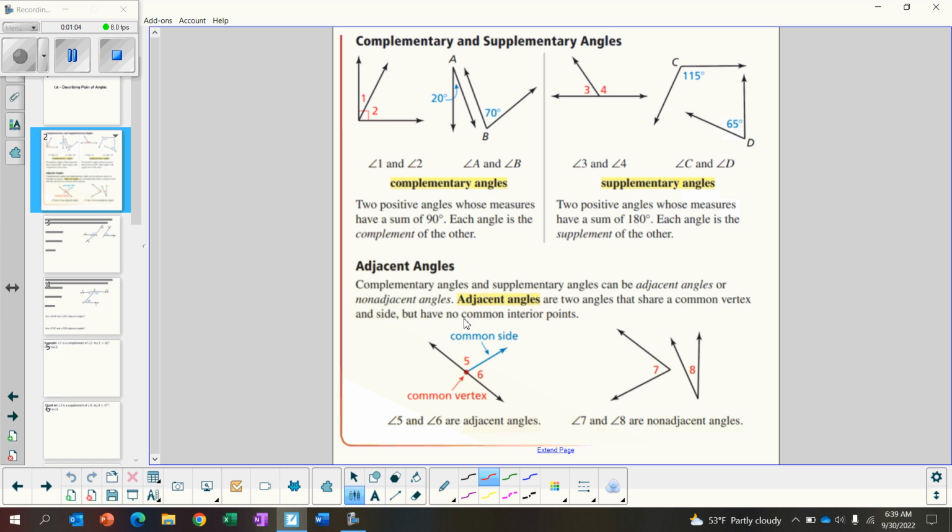Adjacent angles are angles that share a common vertex and side, but don't have anything else in common. So they don't overlap each other. So here, these two angles, angle 5 and angle 6, are adjacent because they share this side and this vertex, but no part of angle 5 is inside of angle 6 and vice versa. Angle 7 and angle 8 here are not adjacent angles. They don't share anything in common, so they're not adjacent.